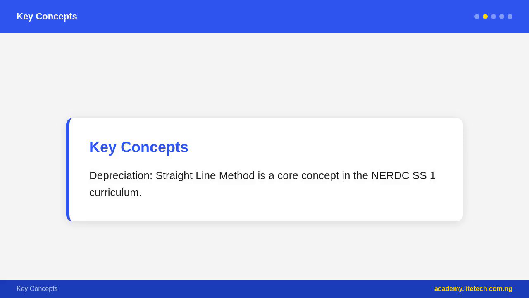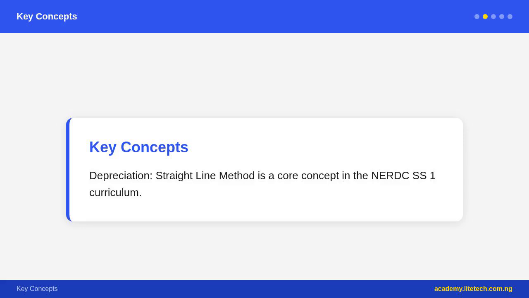Worked example 1. A motor vehicle is bought for 5 million Nigerian nairas. It has an estimated useful life of 5 years and a residual value of 500,000 Nigerian nairas. Calculate the annual depreciation using the straight line method. Annual depreciation equals (5 million minus 500,000) divided by 5, equals 4,500,000 divided by 5, equals 900,000 Nigerian nairas per year. The vehicle depreciates by 900,000 Nigerian nairas each year for 5 years.